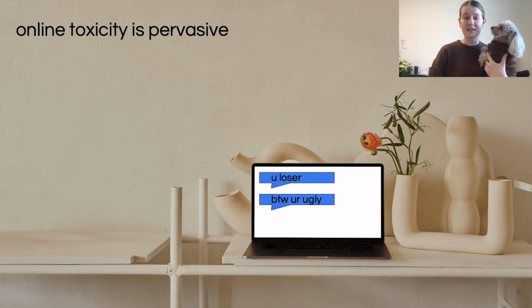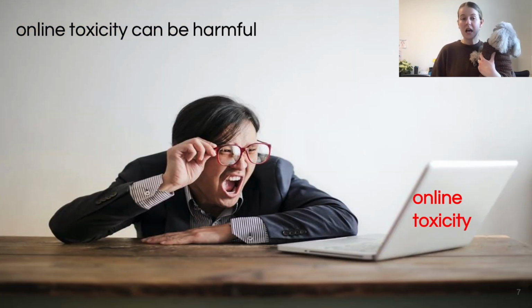Now, online toxicity is pervasive across the internet. According to the Pew Research Center, for example, 4 in 10 Americans have experienced online toxicity themselves. And online toxicity can also be very harmful. Its negative harms have been well recorded. For example, cyberbullying among school children has been connected to increased rates of anxiety and depression. Additionally, a study on Reddit found that people who had been the target of intergroup subreddit conflicts were less likely to contribute to their subreddits in the future.